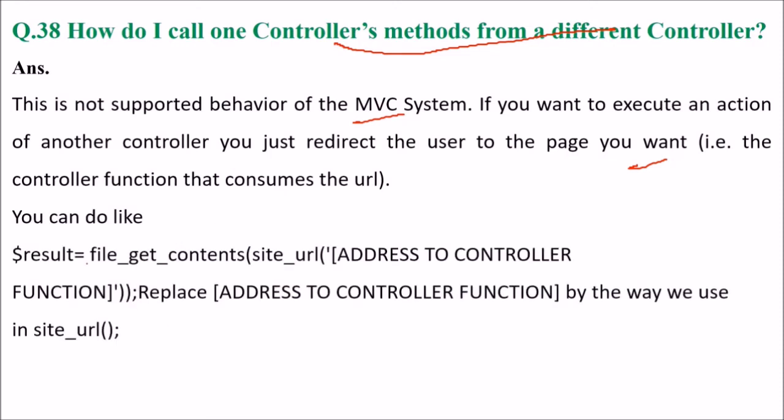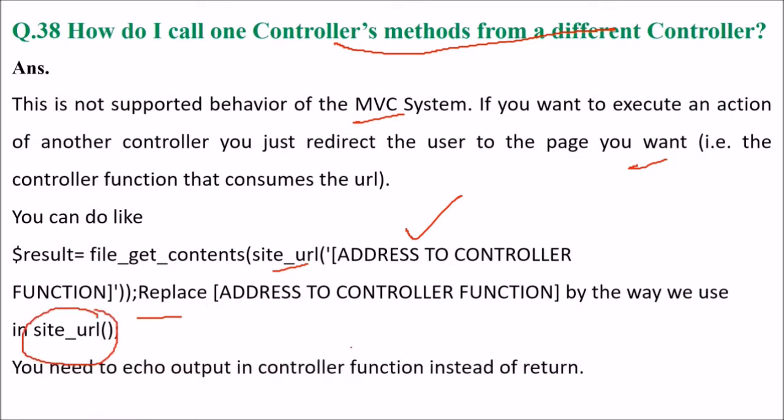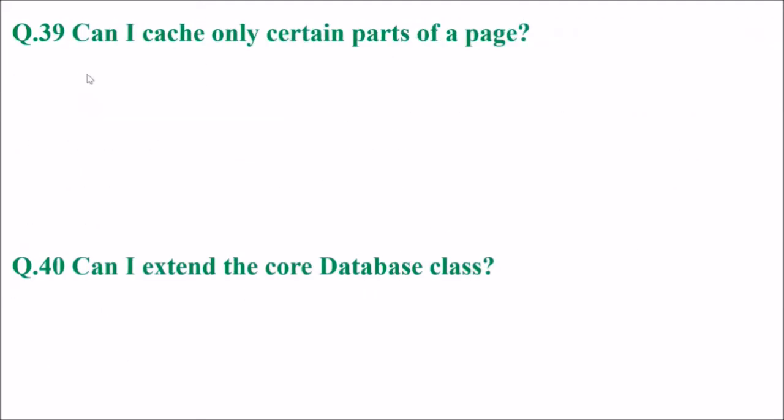So you can do something like this. File get contents, this is your site URL, the address to the controller function, and then you replace this address with the controller function. By the way, we use this in your site_url. And you need to echo output in the controller function instead of return. This is how you do calling control methods from a different controller.